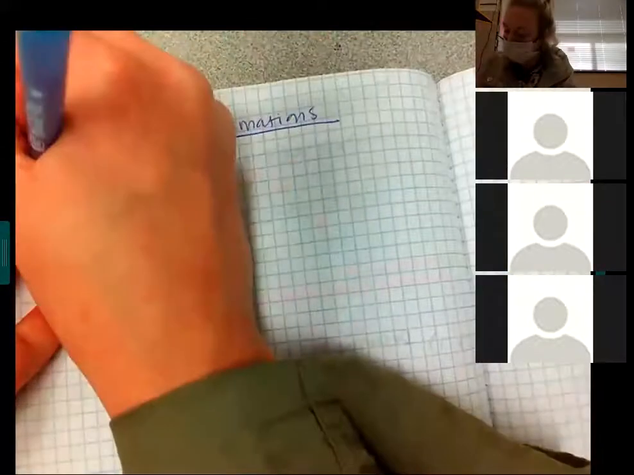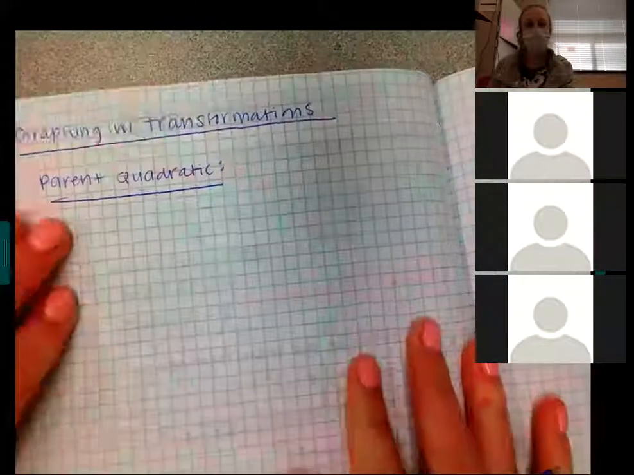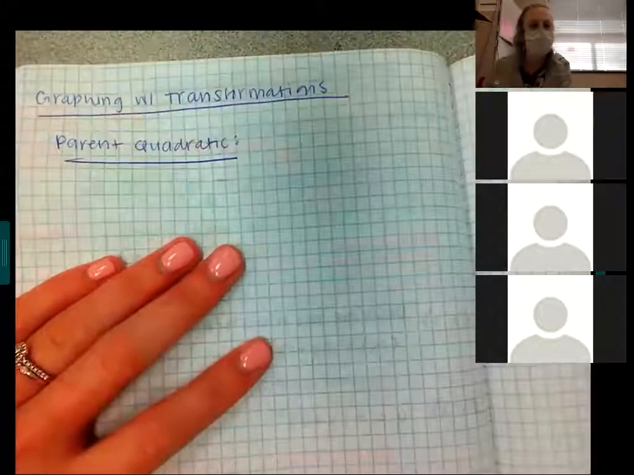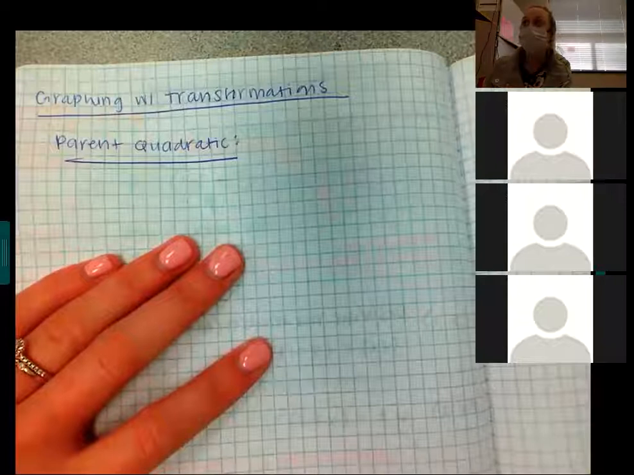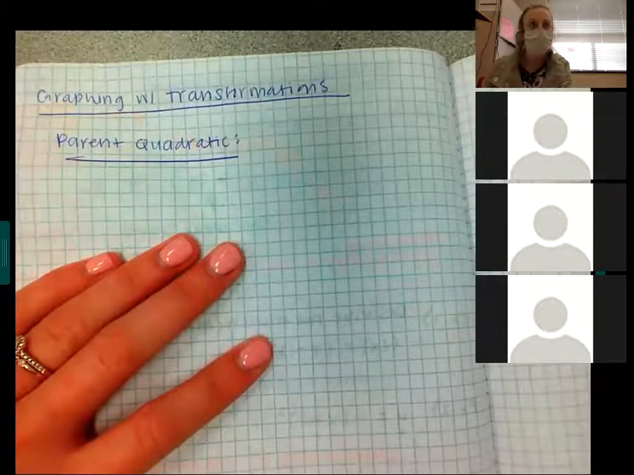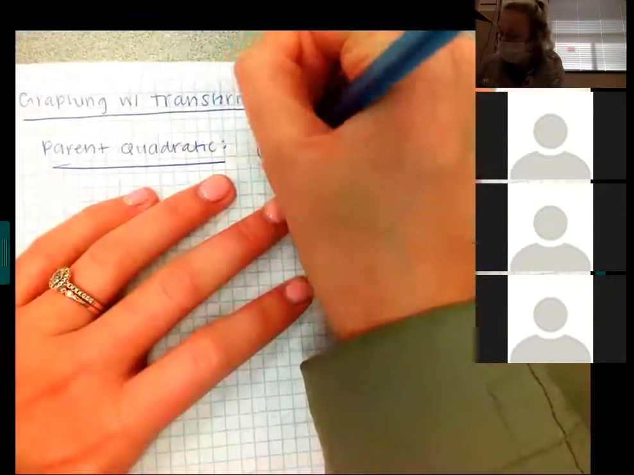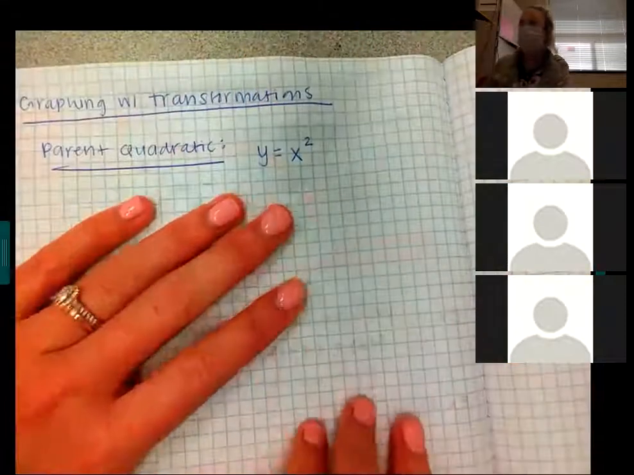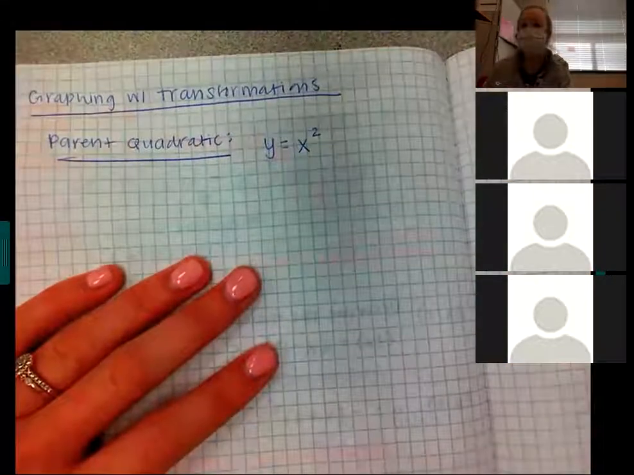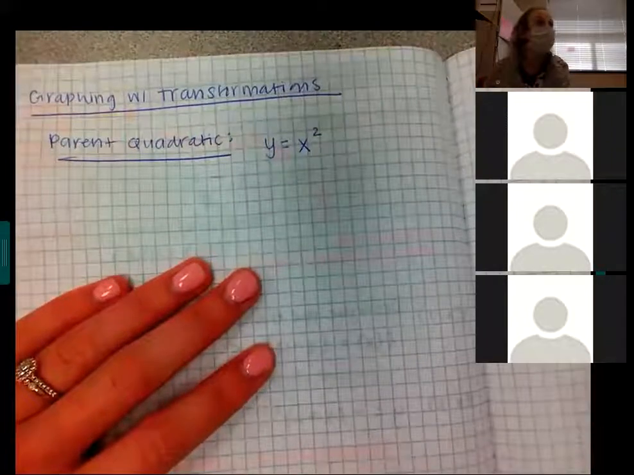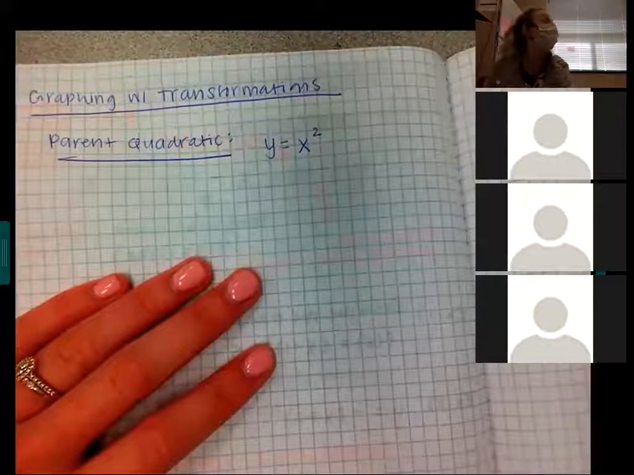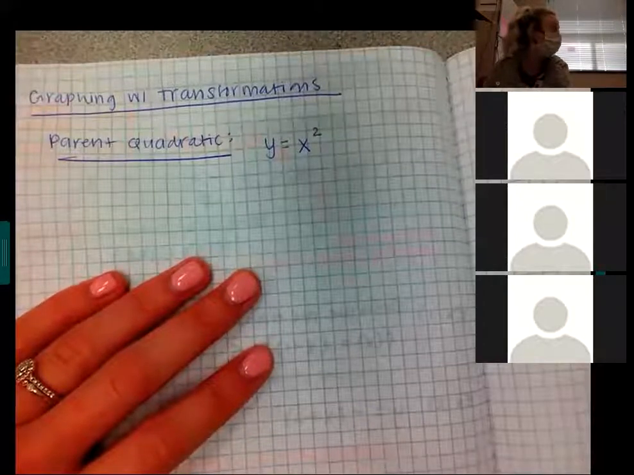All right, so let's talk about our parent function for a quadratic. The parent function for a quadratic is just y equals x squared. We haven't done any kind of movement to the x, no shifts, no flips, no nothing. No stretches, no compressions. It's just x squared. Is everybody okay with that?